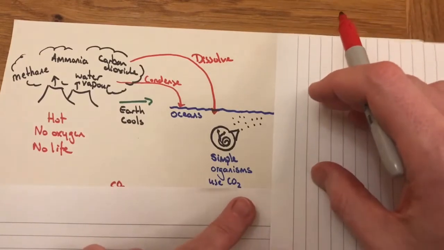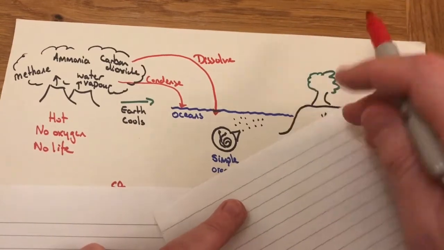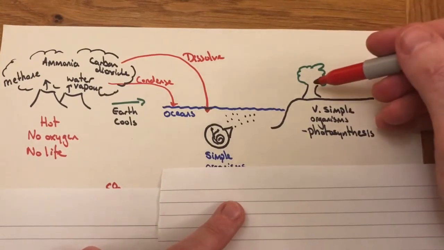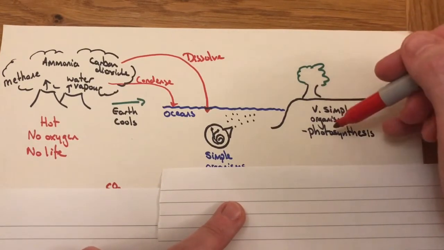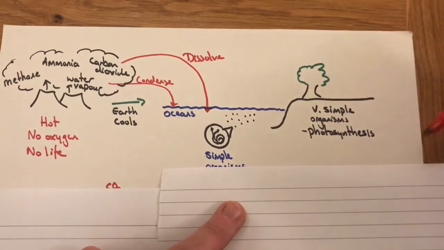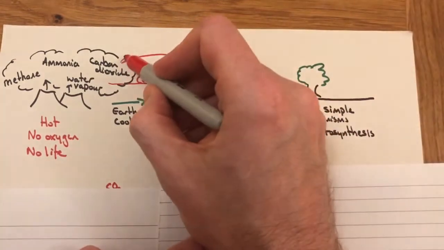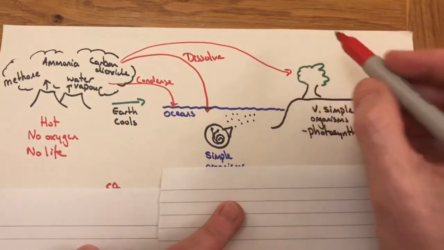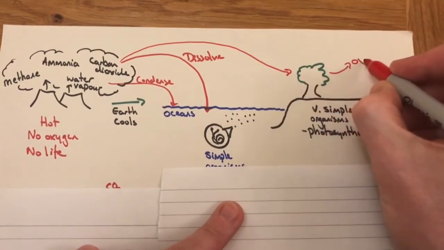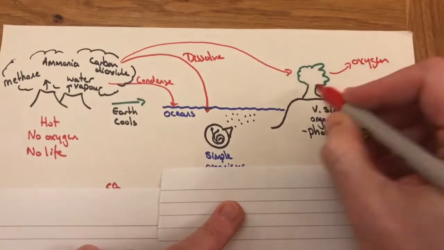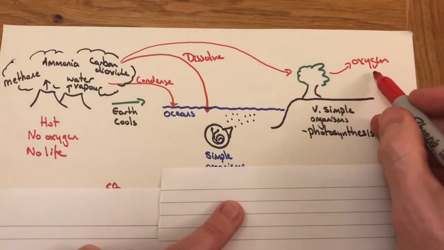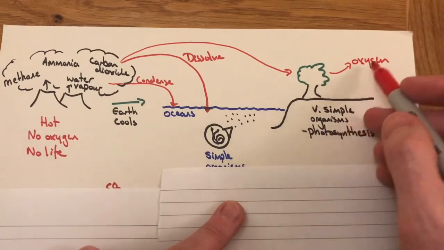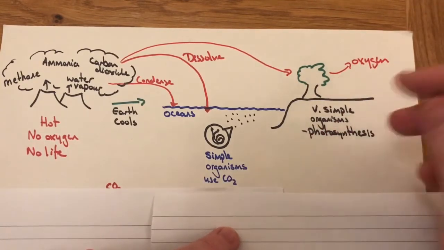Alongside that, we then start to get very, very simple single cell organisms that are able to do photosynthesis. I've drawn it as a tree here, but it wouldn't be a tree. Now if you remember, photosynthesis takes in carbon dioxide and gives out oxygen. So this process now starts to produce oxygen, and that's where we have that massive change in the Earth's atmosphere, because now we're starting to get oxygen forming.